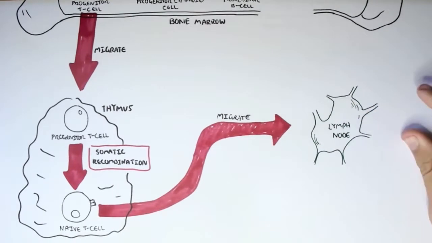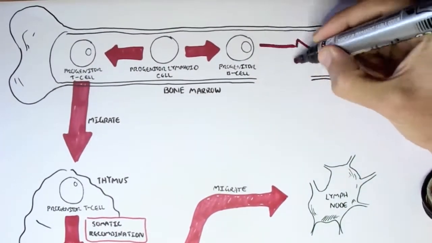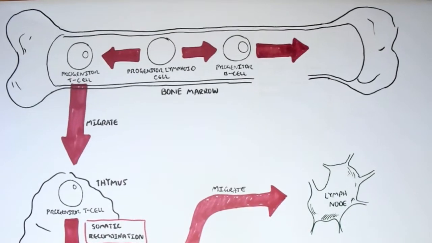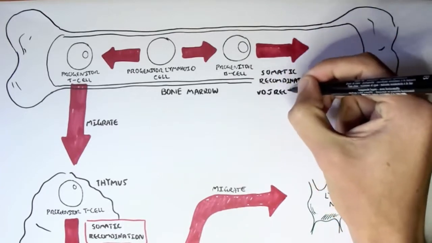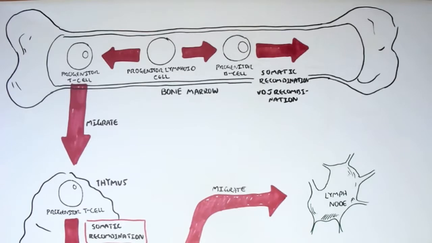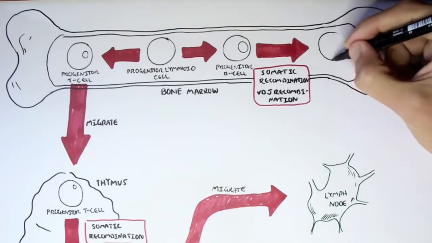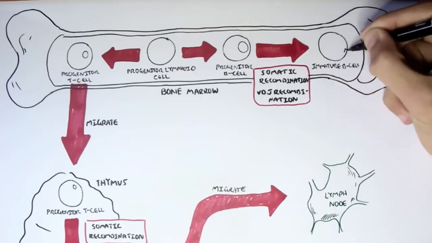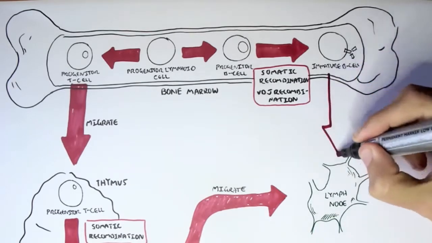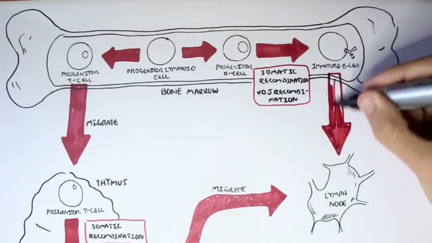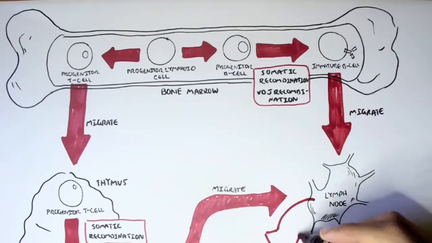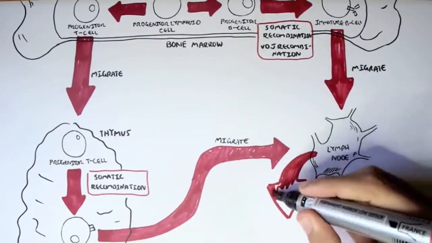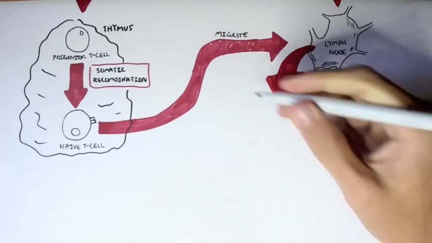Now let's go back to the progenitor B cell. The progenitor B cell will also undergo, in the bone marrow, somatic recombination, also known as VDJ recombination. And through this recombination, it will become an immature B cell with a unique antibody, which will bind to a specific antigen. So through somatic recombination, it will obtain a unique type of antibody, usually immunoglobulin M. And once this immature B cell has developed with an immunoglobulin M, it will then migrate also into the lymph nodes. So both the naive T cell and the immature B cell are in the lymph nodes.